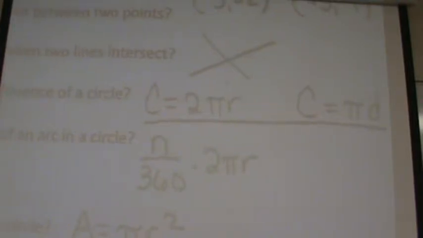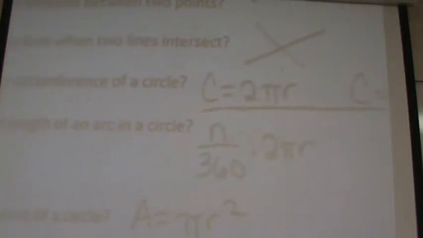Okay, how do you find the length of an arc in a circle? Do you know what that even means? Yeah. If you have a circle, maybe you don't want to find all the way around the circle. Maybe you just want to find this part right here. This is called the arc length.